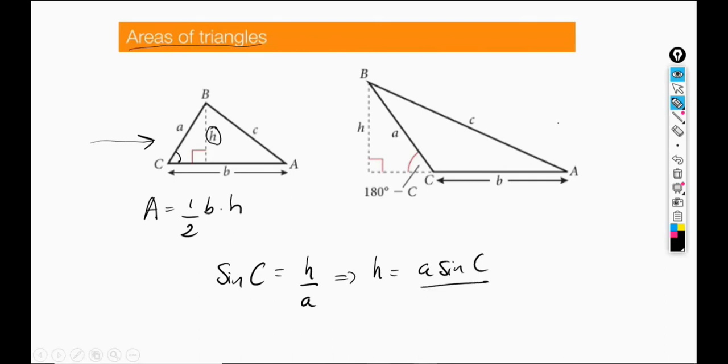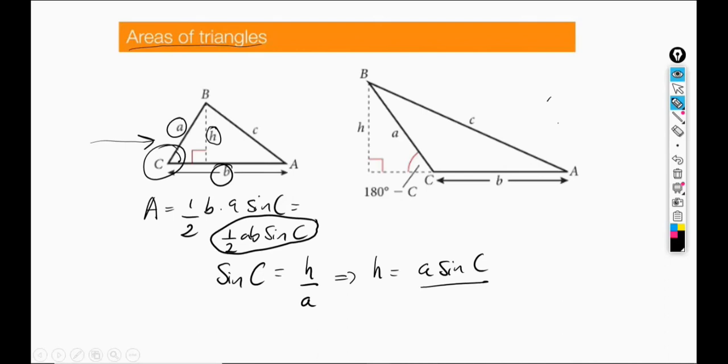So if we plug this in here and we substitute for h, we have a different expression. And that would be 1/2 b times a sine of C, which normally would be written in alphabetical order. So it equals 1/2 a b sine of C. So that means that for any triangle, if I have sides A, B, and angle C contained between them, I can use this formula. But how about in an obtuse triangle?